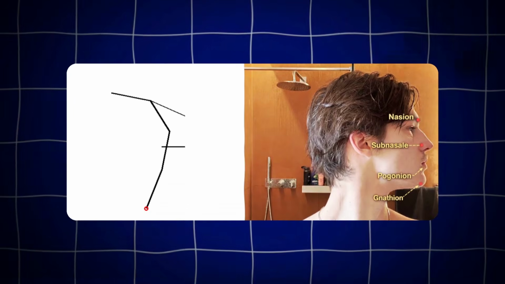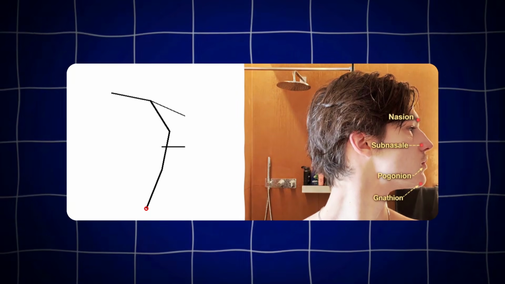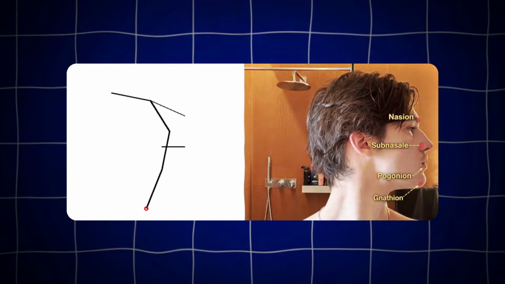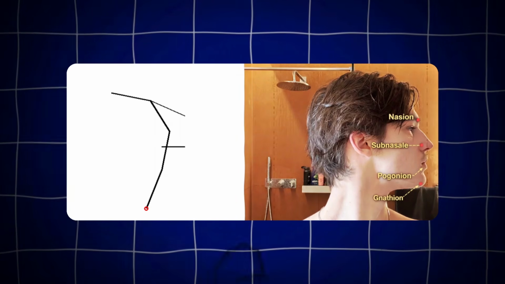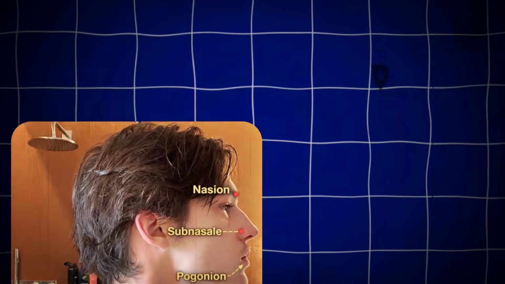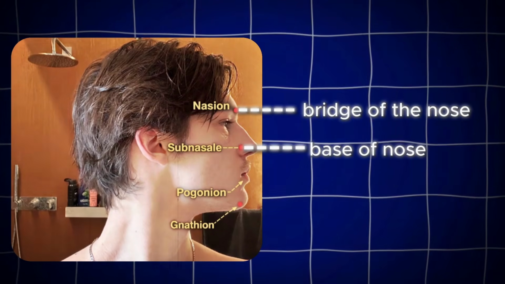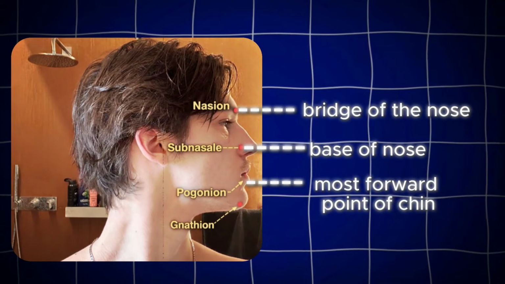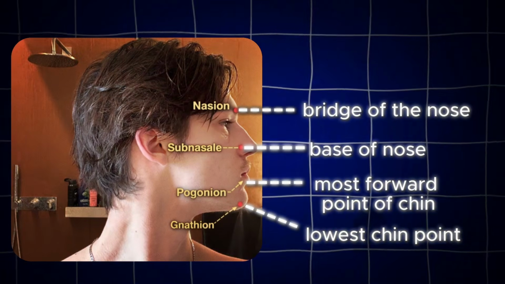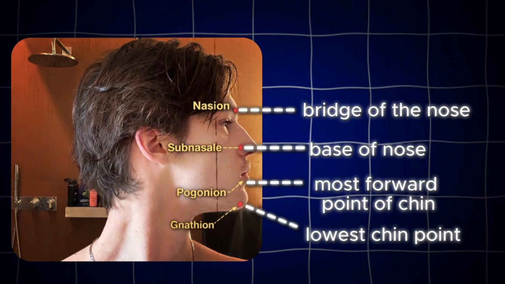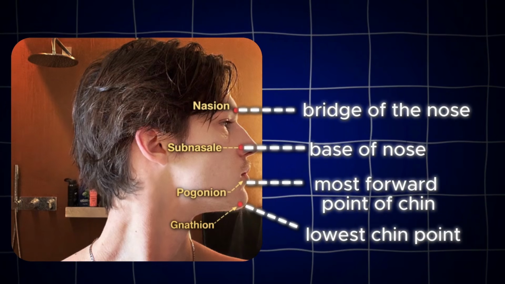So let's talk about some key landmarks. As you guys can see, I just included the diagram again, but I also included a picture of an individual, okay? And we can see essentially where all these points in the diagram map to his face, right? The nasal is going to be the bridge of the nose. The subnasal is going to be the base of the nose. The pagonian is going to be the most forward point of the chin. And the gnathian is going to be the lowest chin point. So it's important to keep these landmarks in mind when we are measuring and diagnosing recession along the mandible and the chin, okay?